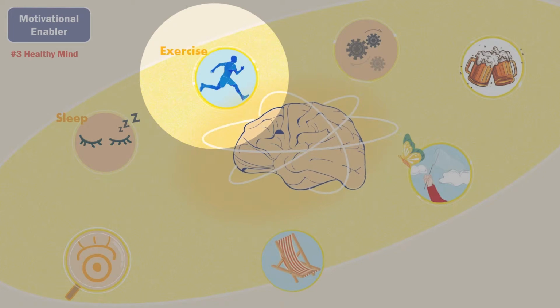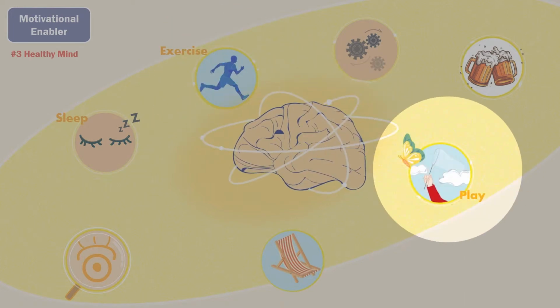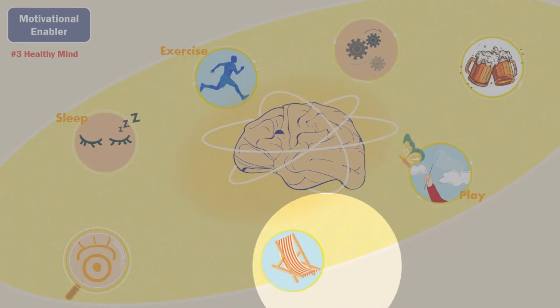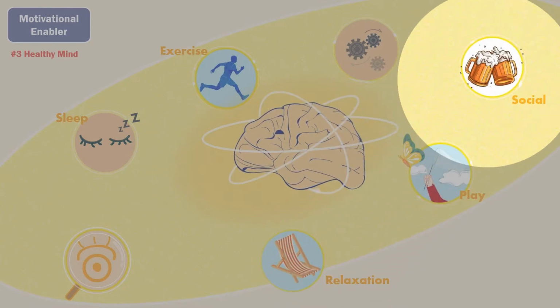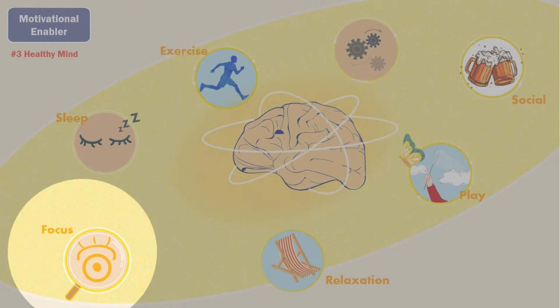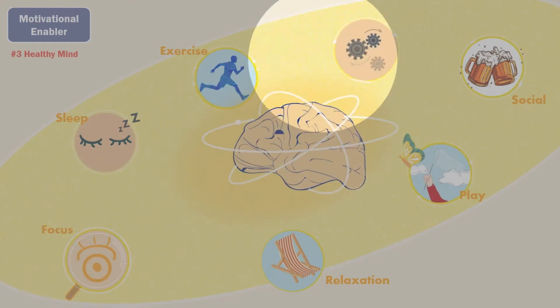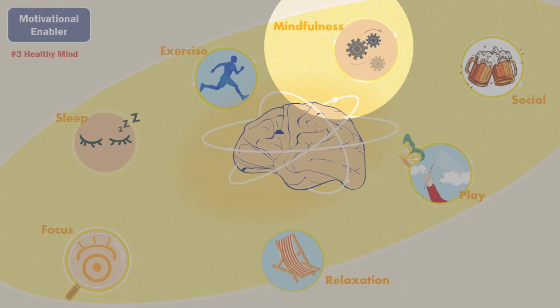Number 2, regular physical exercise. Number 3, the ability to engage in playful activities. Number 4, sufficient rest time, which is somewhat different from sleep. Number 5, opportunities for socializing, whether that's with colleagues, friends or family. Number 6, importantly, work-related focus time. And number 7, the last one rounding out the numbers, is the practice of mindfulness.